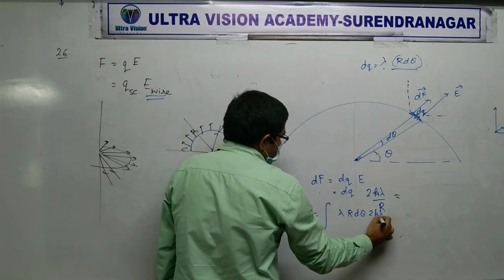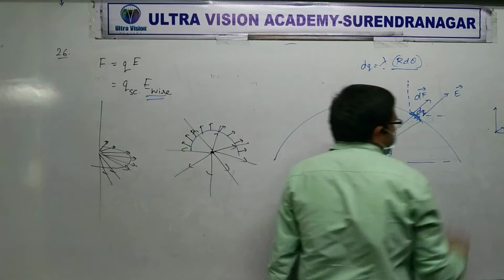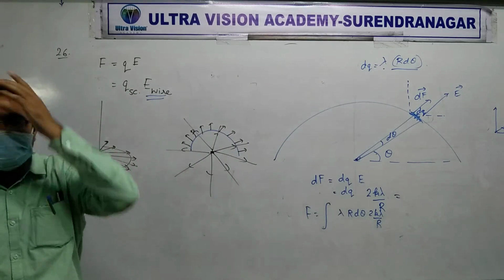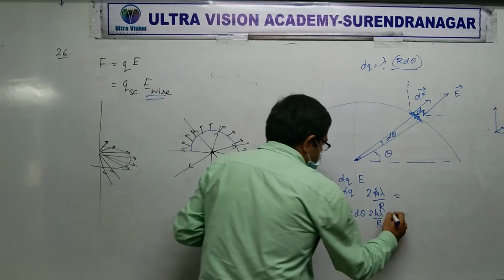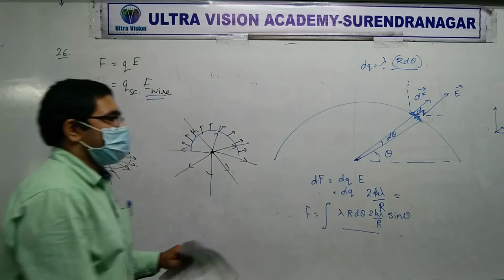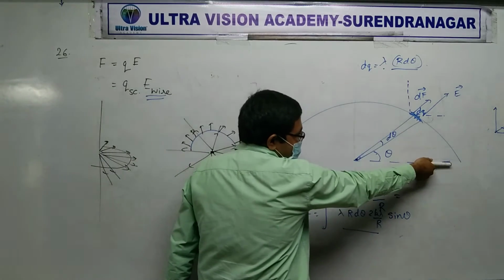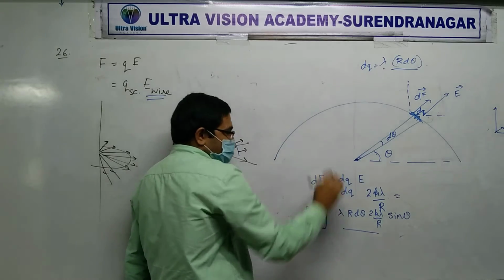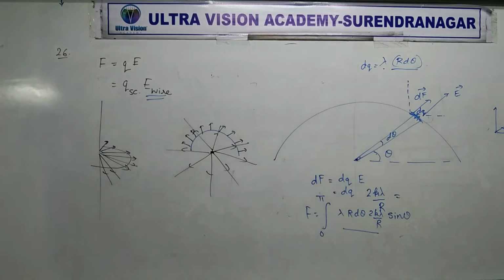2 lambda by r. But what are we integrating? Not df, but df sin theta. Do you remember? Like I said, we only have to worry about the vertical component, not the horizontal, because the horizontal will cancel. This is df into sin theta. For integration, what will the limits be? Theta from 0 to pi. Fine. Put the constants out.